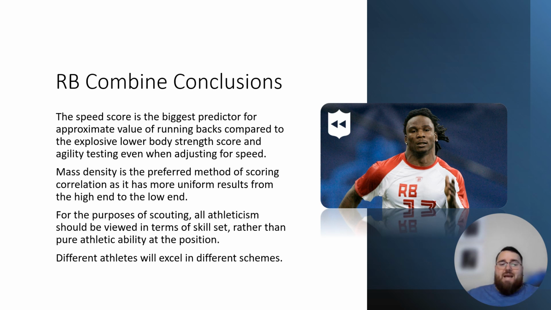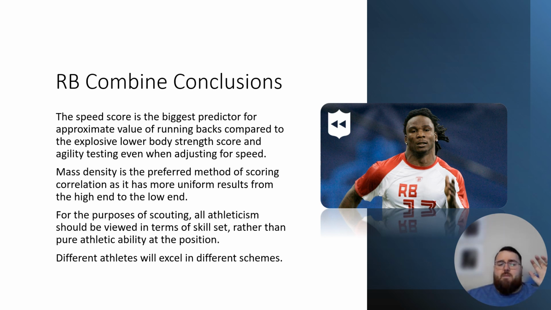And then, of course, looking at mass density, I think mass density is the preferred method of scoring correlation as it has more uniform results from the high end to the low end. You can look at the raw numbers and make conclusions based on them, but when you add mass density to it, it just makes more sense, guys. How fast a player is for their size is much more important than just how fast they are in raw number terms. I think it's just basic physics, if you will, especially at the NFL level where you're hitting guys at high speeds and chasing guys at high speeds. So it just makes sense from that perspective.